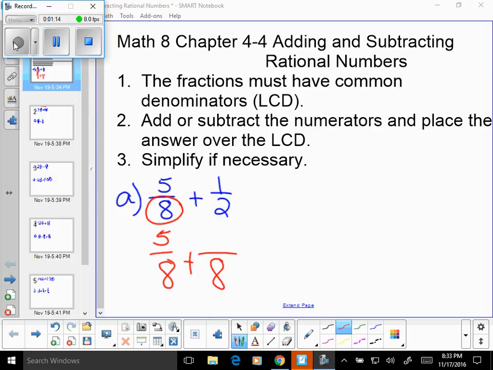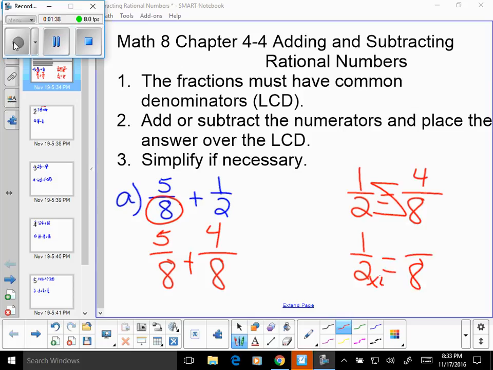Now I have to change 1/2 to something over 8. Well, what do you have to take times 2 in order to get the 8? 4. So I have to multiply the numerator times 4. You might remember we did this in years past like this, or I showed it to you like this. Whichever way you prefer. Okay? So that's how I got the 4/8.